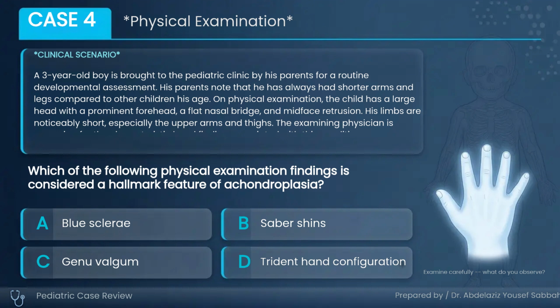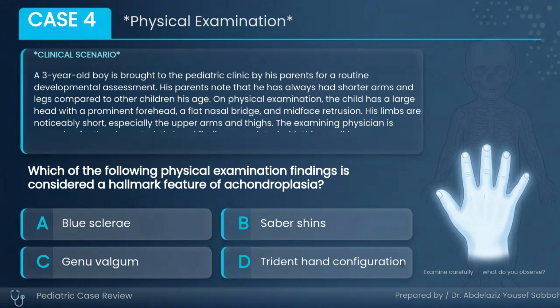Case 4. A 3-year-old boy is brought to the pediatric clinic by his parents for a routine developmental assessment. His parents note that he has always had shorter arms and legs compared to other children his age. On physical examination, the child has a large head with a prominent forehead, a flat nasal bridge, and midface protrusion. His limbs are noticeably short, especially the upper arms and thighs. The examining physician is assessing for the characteristic hand finding associated with this condition. Which of the following physical examination findings is considered a hallmark feature of achondroplasia?